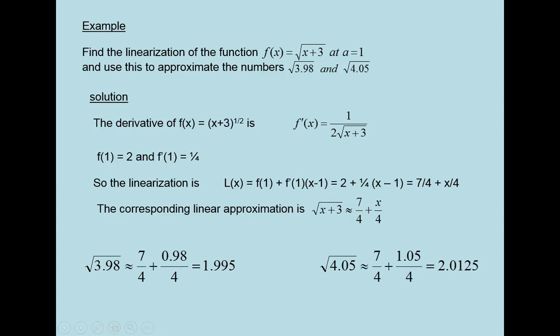So here we get the square root of 3.98 is approximately, we use the approximately equal to because this is an estimate. This is an estimate using the equation of the tangent line, would give us 1.995. And likewise for the square root of 4.05, in this case, x would equal 1.05. And just to verify, plug into your calculator the square root of 3.98 and see what you get. It should be a value very close to 1.995.